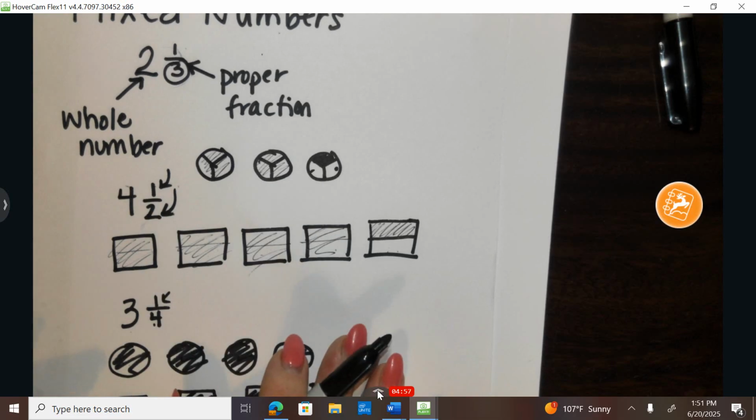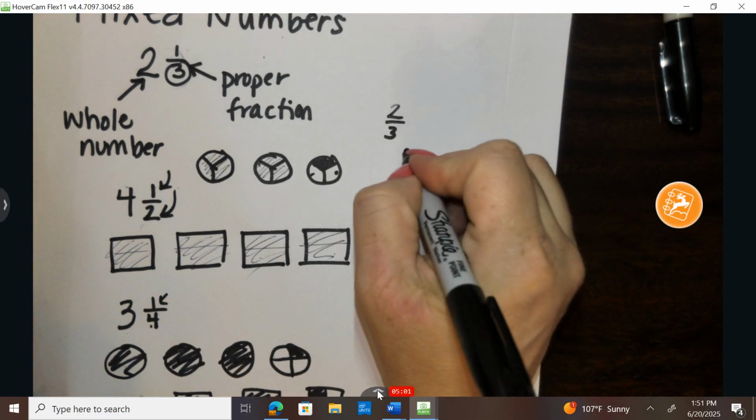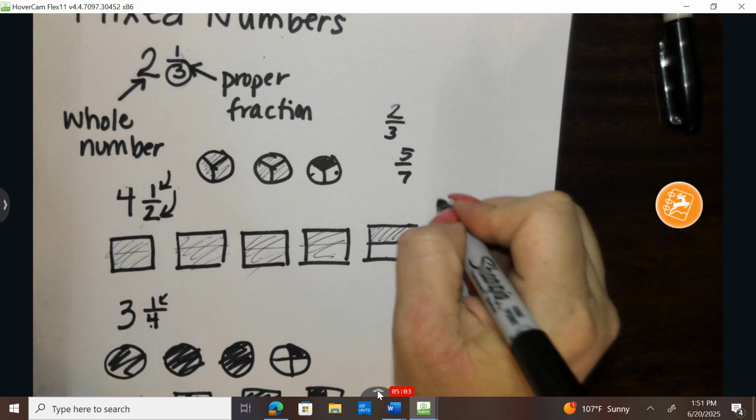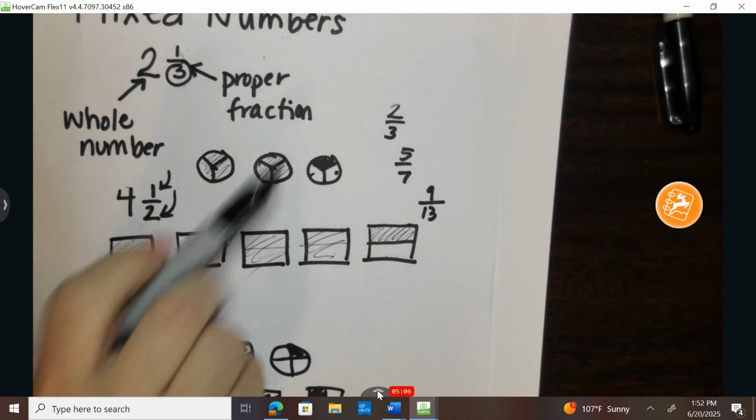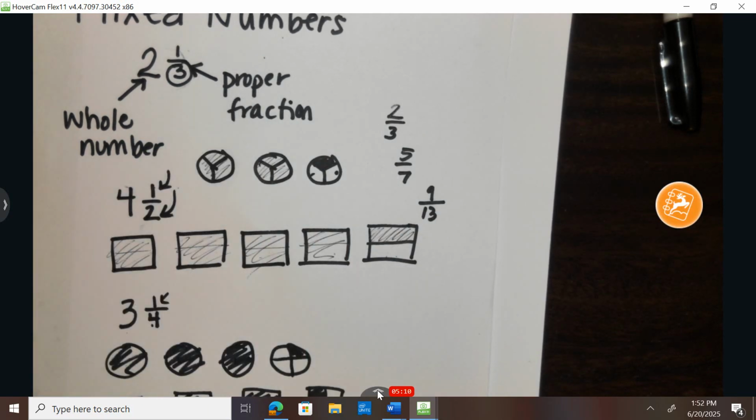Now you may say, does it always have to be a 1 on top? It doesn't. 2 is smaller than 3. 5 is smaller than 7. 9 is smaller than 13. Each one of these also represents a proper fraction.